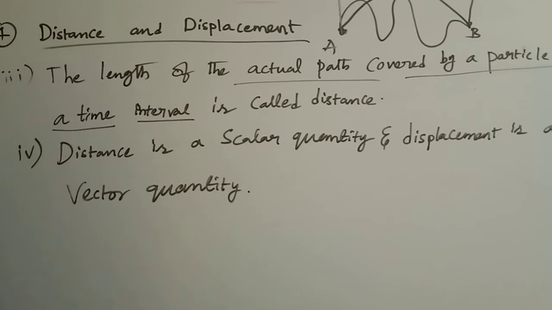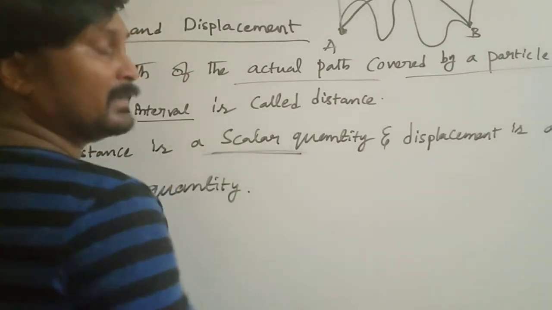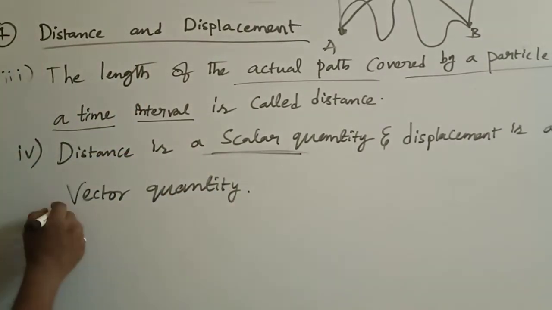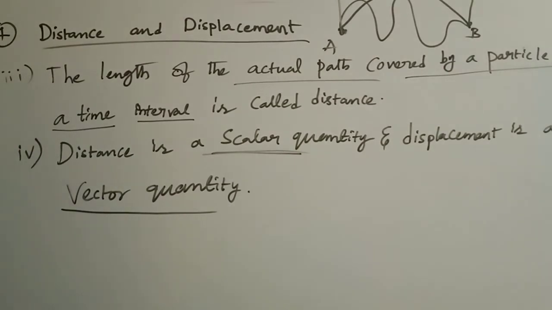So here distance is a scalar quantity, means it's a number. Displacement is a vector quantity. Okay, so that is about your distance and displacement. Now let's move on to another important point, what is speed. In this, we can learn the definition of speed, and then what is average speed and what is instantaneous speed.